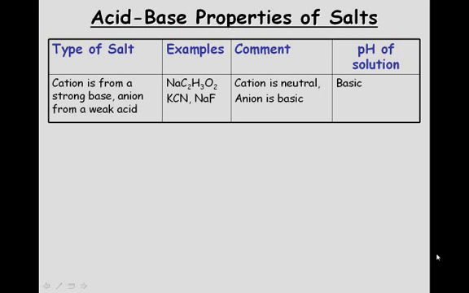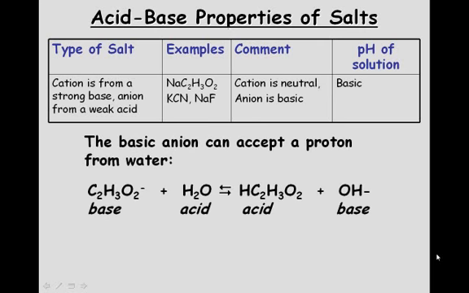When these salts dissociate in water, the cation does not interact with water. However, the anion will interact with water. So the acetate actually picks up a hydrogen from the water and produces OH minus in solution. This OH minus in solution then makes the solution basic.